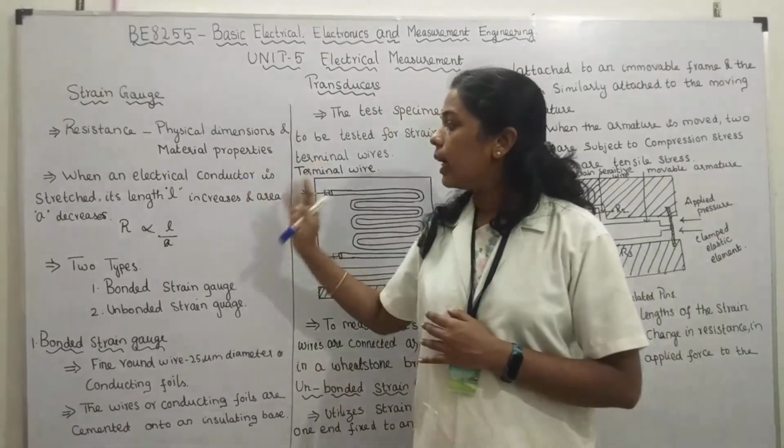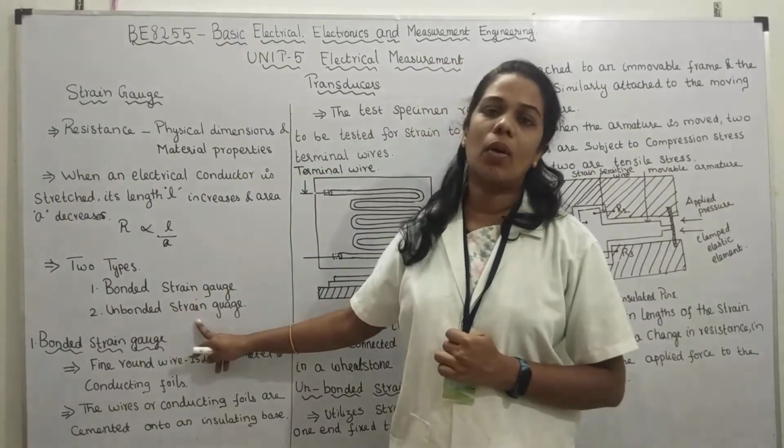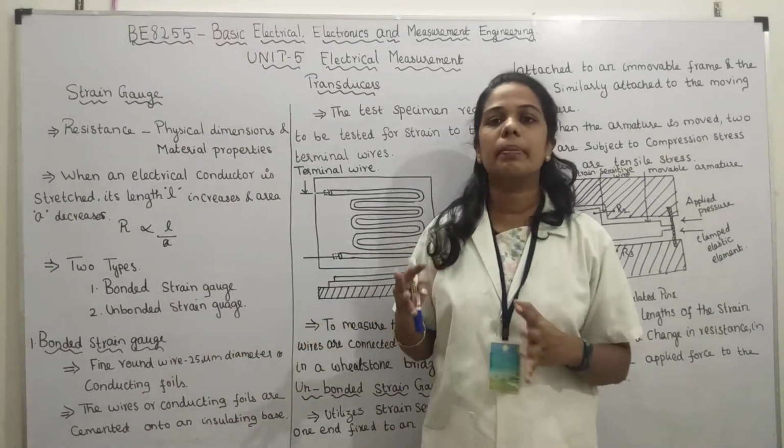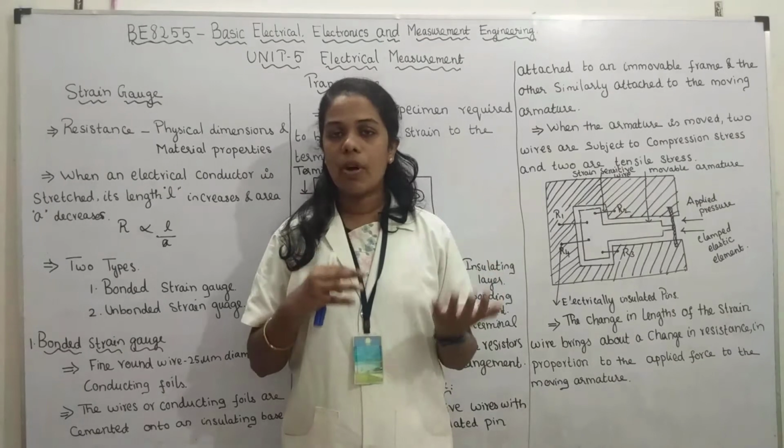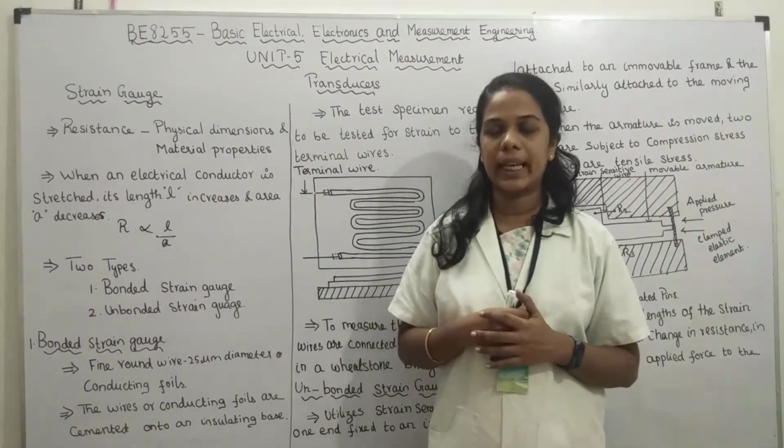The strain gauge is classified into two types: bonded strain gauge and unbonded strain gauge. So a transducer converts one form of energy into electrical energy, that is, a physical quantity into electrical energy.